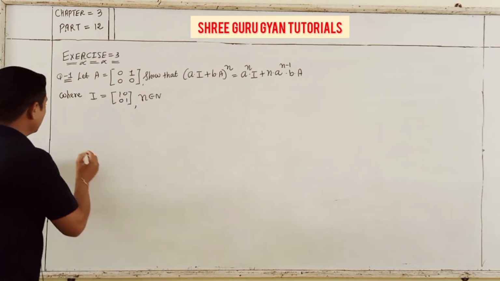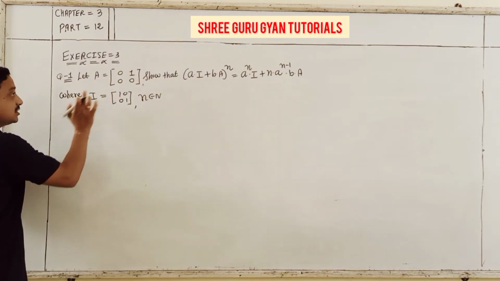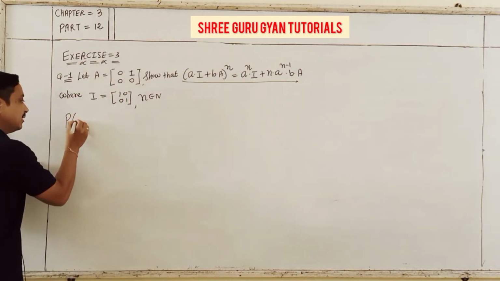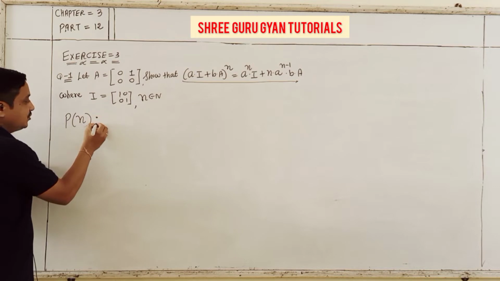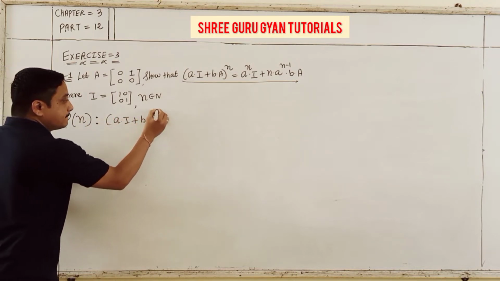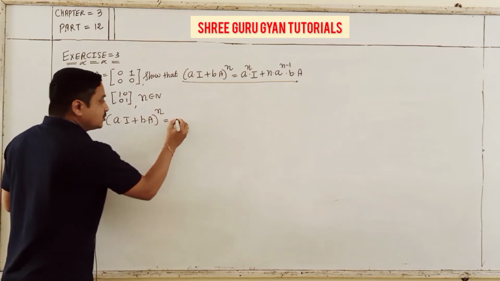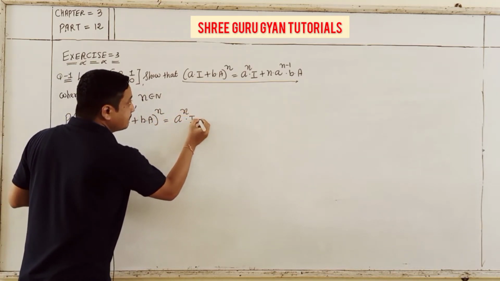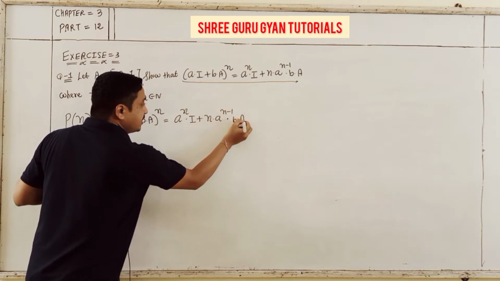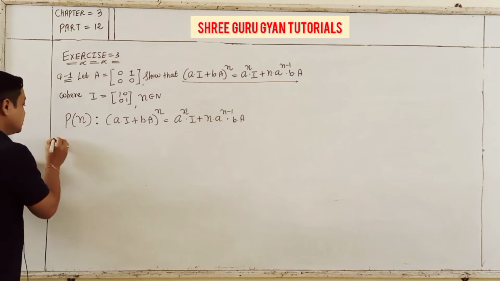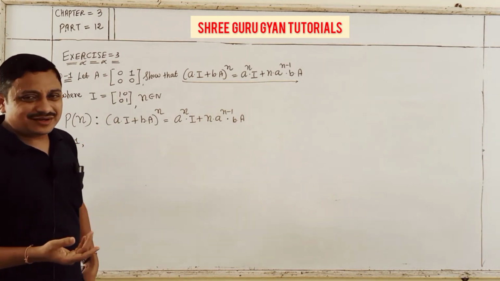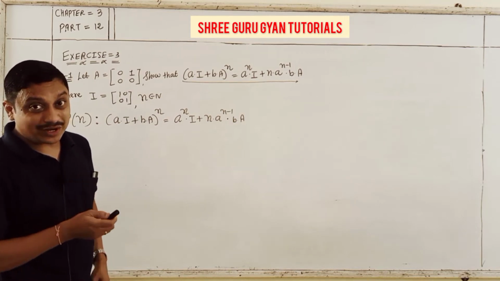Yes, that is already known. So I go to our question. For this proof, take the statement P(n): (aI + bA)^n = a^n I + n a^(n-1) bA. That should be our step 1, which you know very well: taking n equal to 1.